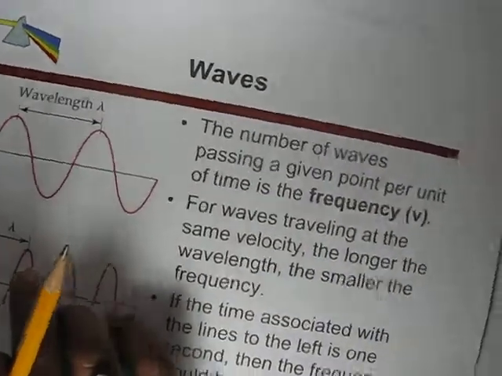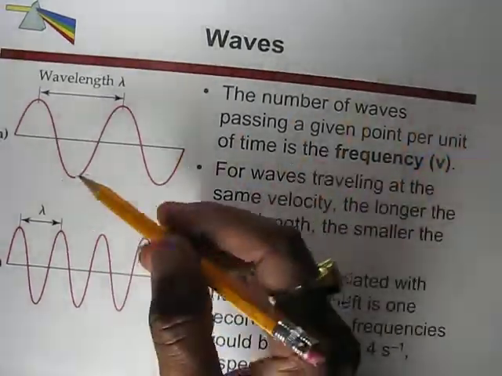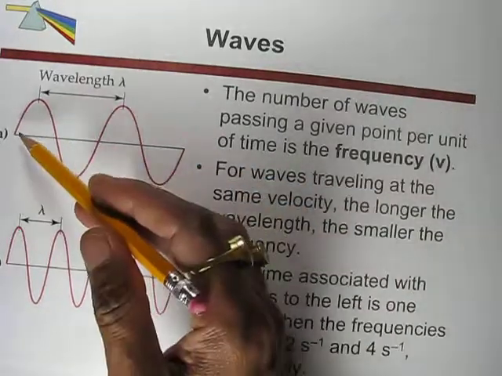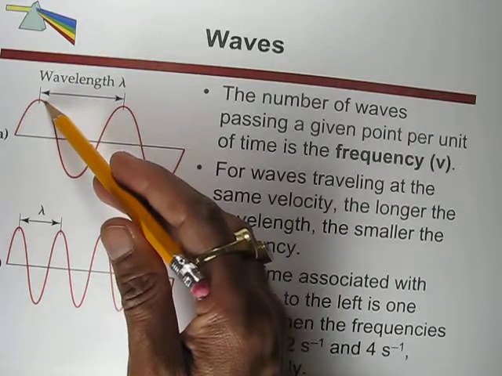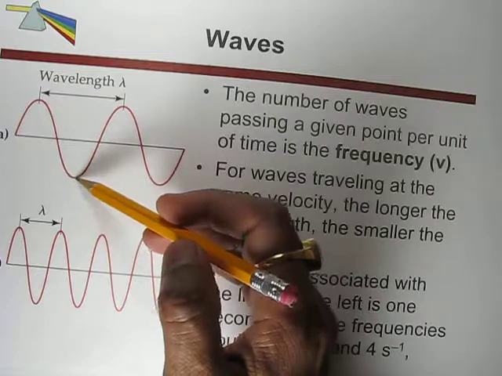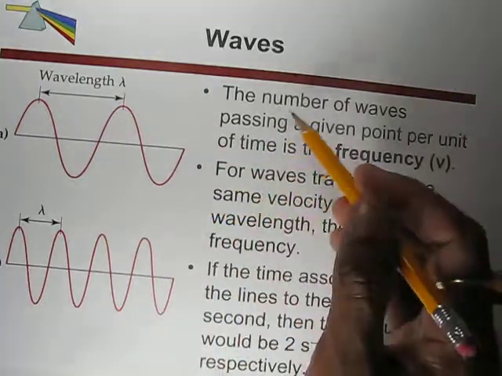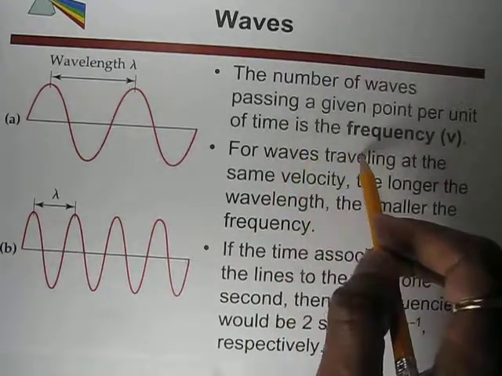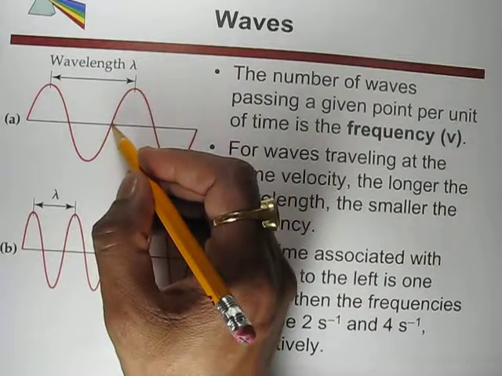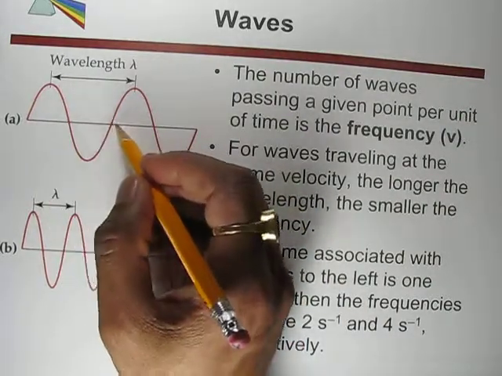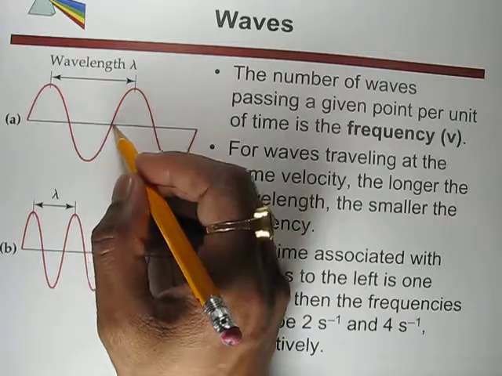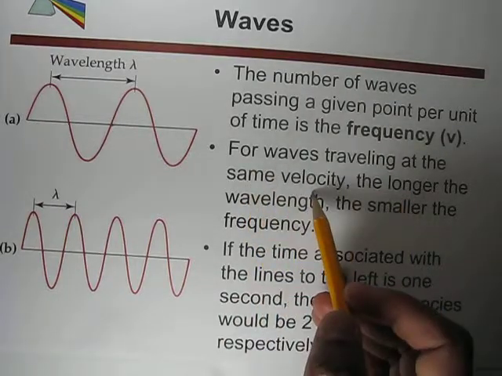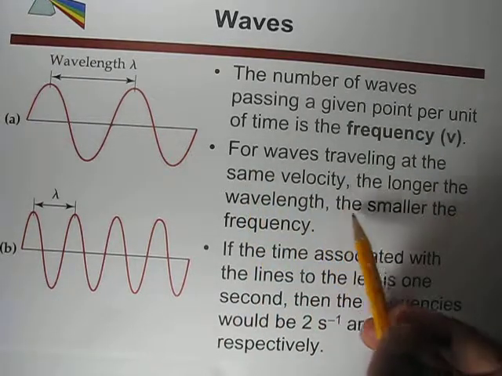If we look a little bit more at the wave, you can also write down electromagnetic waves in this fashion, where one curved line goes up, then the same distance at the bottom, and then again up and then again down. The number of waves passing a given point per unit of time is called the frequency. Suppose I put one point here, and how many waves will pass in 1 second from this point, that will be the frequency. And for waves traveling at the same velocity, the longer the wavelength, the smaller the frequency.